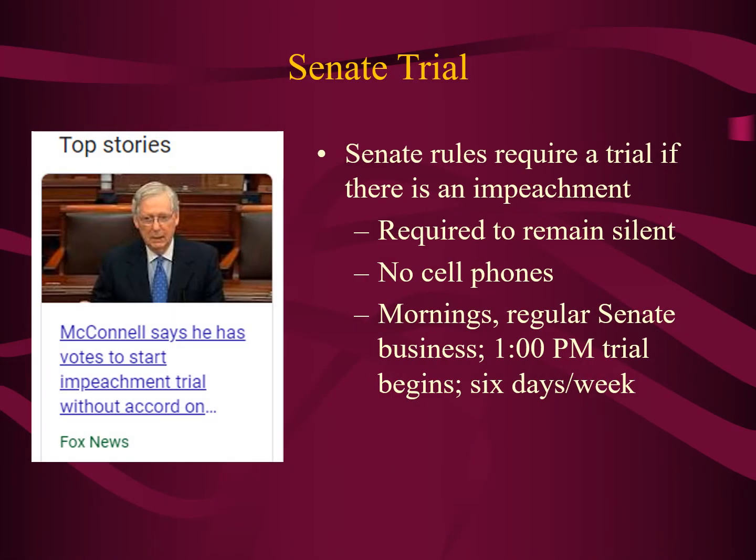On the left, we see an image of Mitch McConnell, who was the leader of the Senate when President Trump had his impeachment trial. Senate rules do require that if a president has been impeached, then there must be a trial. It's kind of interesting, though, because senators are required to remain silent throughout the entire trial. For example, they're not allowed to have their cell phones. During the mornings, the Senate would conduct its regular business, but then beginning at 1 o'clock, that's when the trial would begin, and if necessary, it would go 6 days a week.